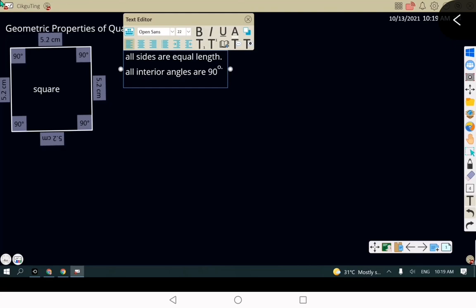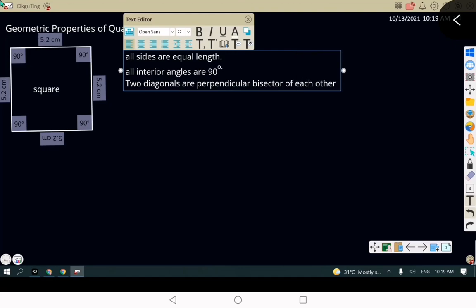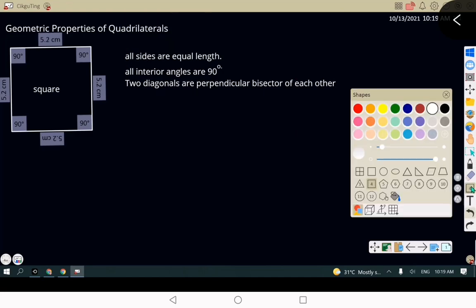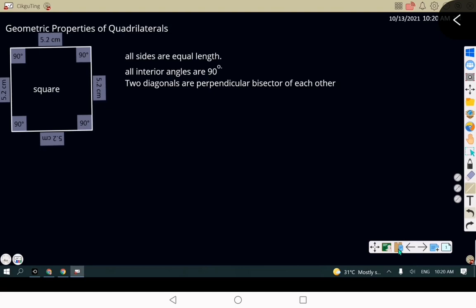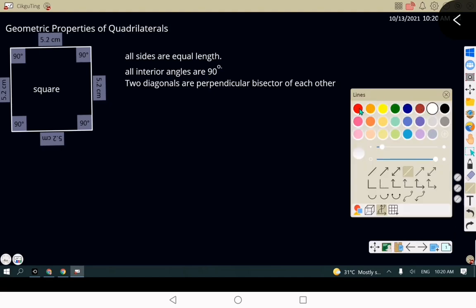Okay, two triangles. The diagonals are perpendicular bisectors of each other. Okay, each other. What is the meaning? Diagonal, what is the meaning of diagonal? I need to draw for you. In order for you to understand, the diagonal here means what you already know previously.